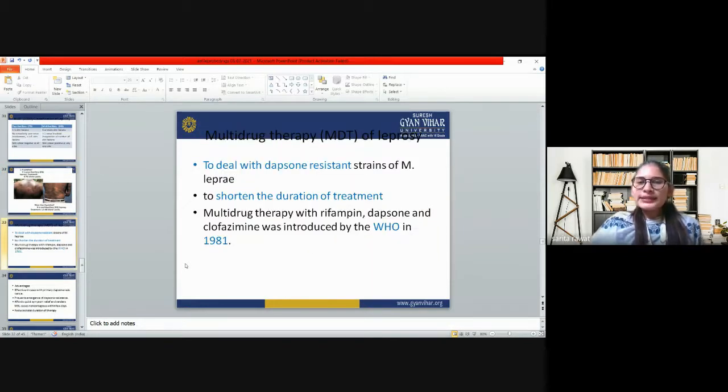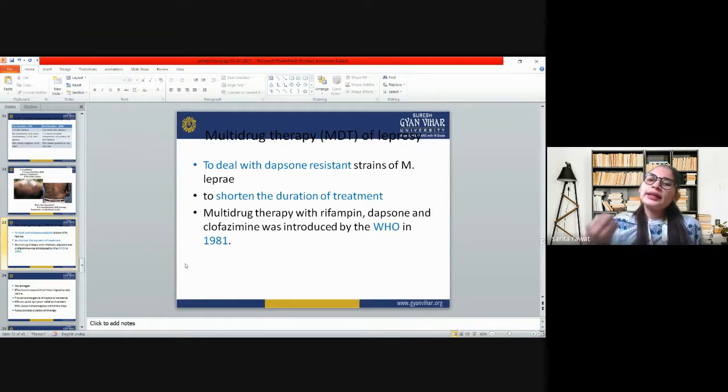Now, multi-drug therapy of leprosy. To deal with the drug-resistant strains of M. leprae and to shorten the duration of the treatment, multi-drug therapy with rifampicin, dapsone, and clofazimine was introduced by the WHO in 1981.